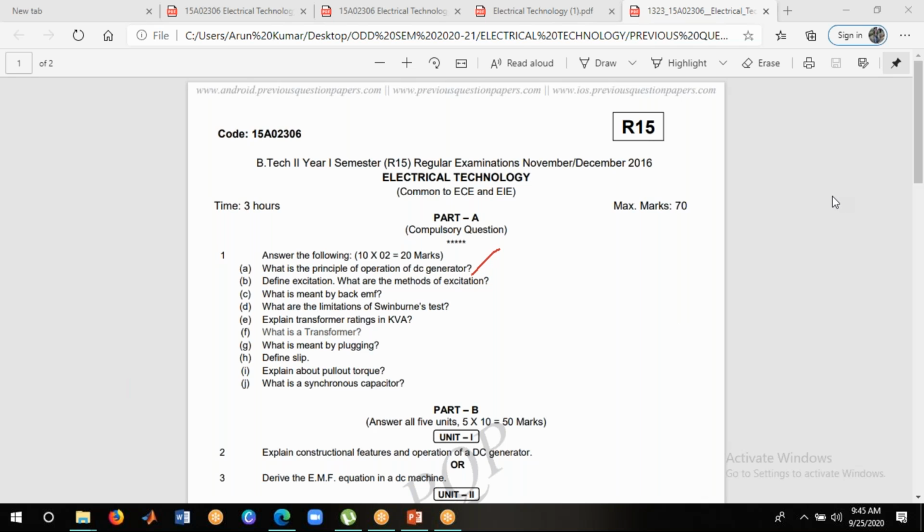So the principle of DC generator is Faraday's law. You have to explain that Faraday's law principle. Whenever a current carrying conductor is placed in a magnetic field, it experiences some force. This is the statement given by Faraday's law.